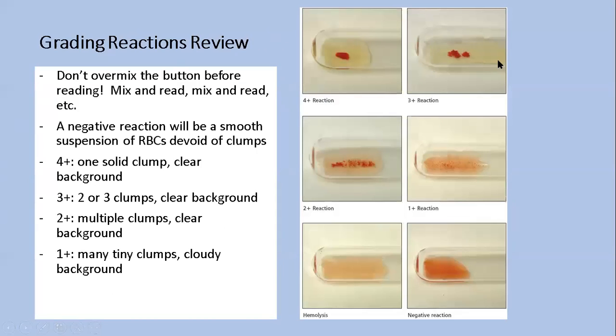This also should look familiar from last time. Okay, so 1 big clump is a 4+, 2 or 3 big clumps with a clear background is 3+, a bunch of smaller chunks but still with a clear background is a 2+, for 1+ we have tinier chunks and the background is no longer clear, it's looking somewhat cloudy, and then completely in suspension, a cloudy turbid solution, is negative. And hemolysis, remember, can also be a positive reaction.